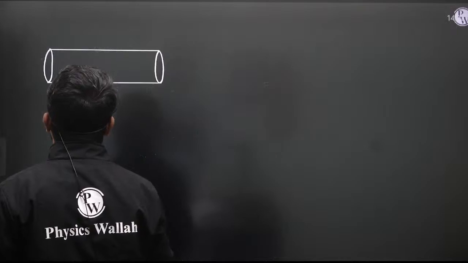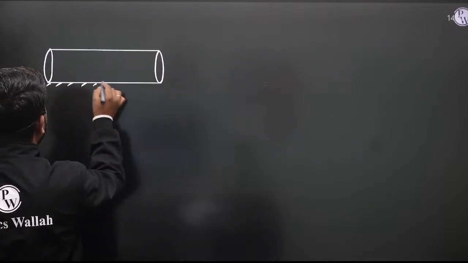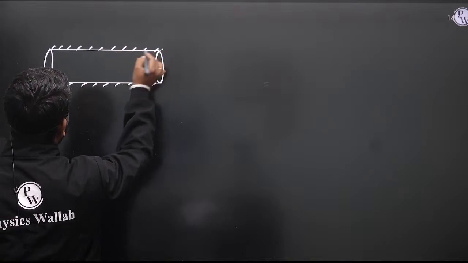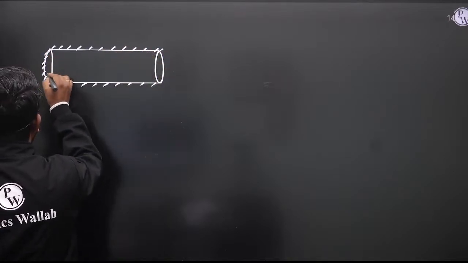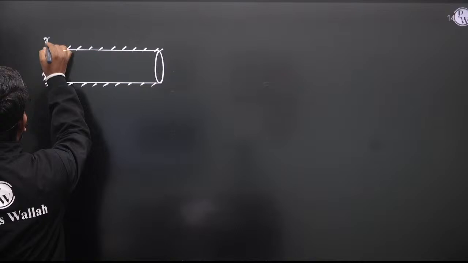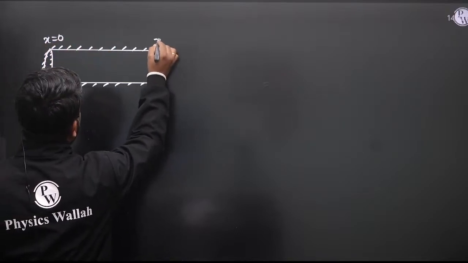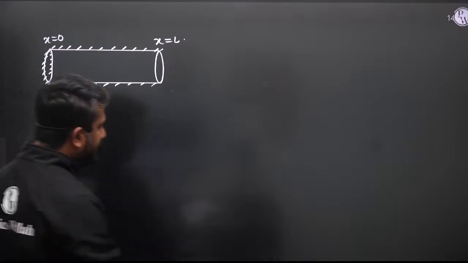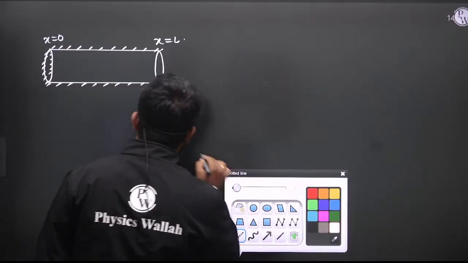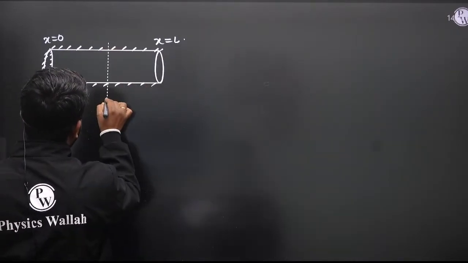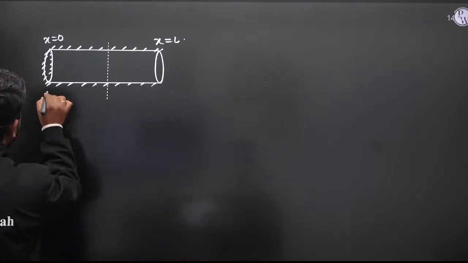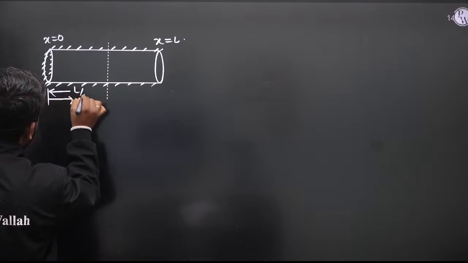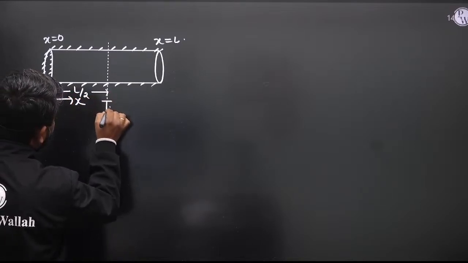Now see, surface is insulated, x is equal to 0 is also insulated. This is x is equal to 0. This is x is equal to L. And at the mid location, that means at x is equal to L by 2, the temperature is TA. So basically this is the axial direction and this is L by 2. Here the temperature is TA.